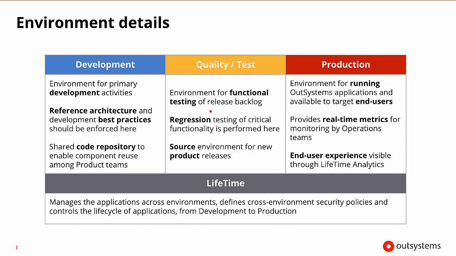When we think about the quality environment, that's typically used for functional testing of the release backlog. It can also be used for regression testing of critical functionality. And this becomes the source environment to push things to production. Which takes us to the production environment, where applications will actually be available to the end users. OutSystems provides the opportunity to gather real-time metrics for monitoring by the operations team. So the end user experience can become better known and more visible by using lifetime analytics.